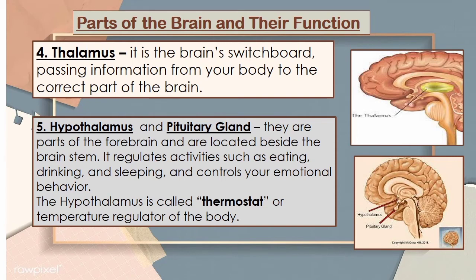Thalamus. It is the brain's switchboard, passing information from your body to the correct part of the brain. Hypothalamus and pituitary gland. They are the parts of the forebrain that are located beside the brainstem. They regulate activities such as eating, drinking, and sleeping. They also control your emotional behavior. The hypothalamus is called the thermostat, or the temperature regulator of the body.